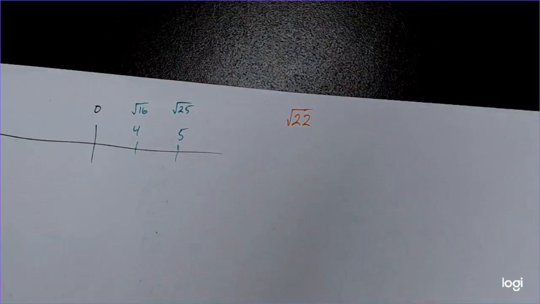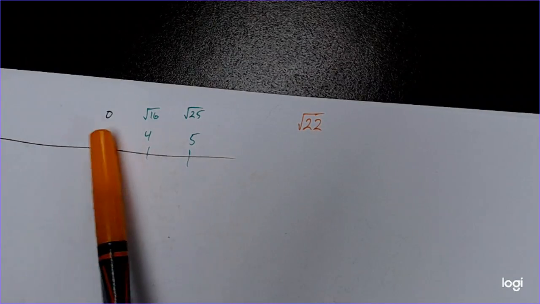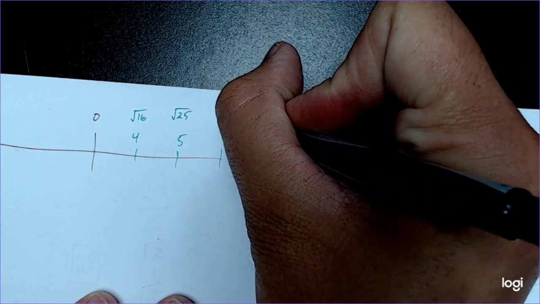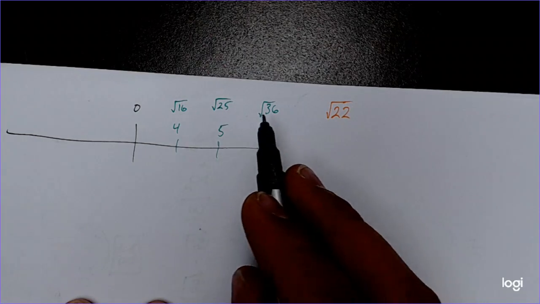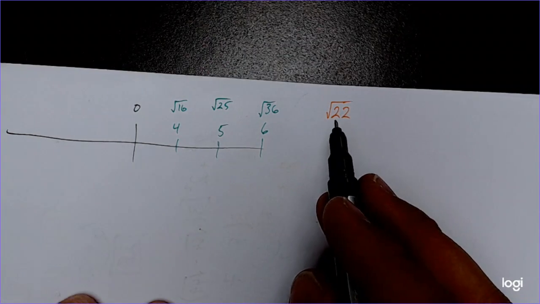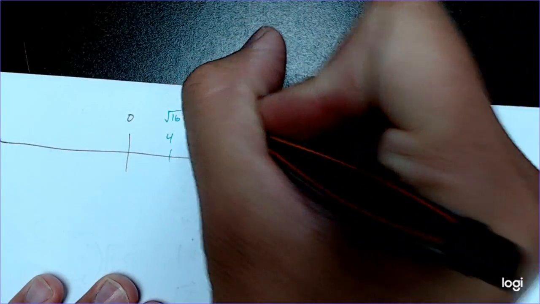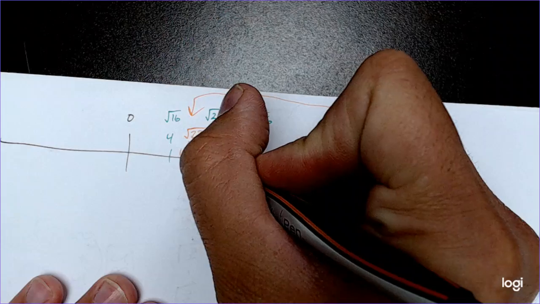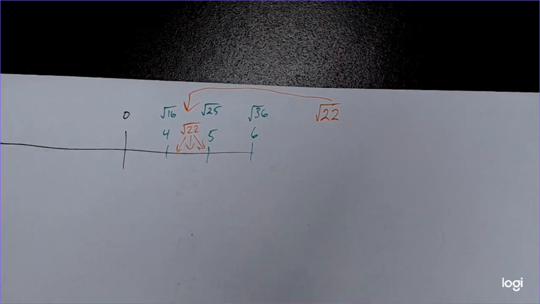Now, we don't need to use a calculator to estimate. To estimate, all we're going to do is figure out between what two whole numbers the square root of 22 fits. So if we were to map all of our square roots, if we kept going, the square root of 36 would be the number 6, right? So we just have to look between which two perfect squares the square root of 22 falls. And we can clearly see that 22 fits in between the 16 and 25 right there. So the square root of 22 is somewhere down here. I don't know exactly where, but it's somewhere in between 4 and 5. And that's what I'm looking for.